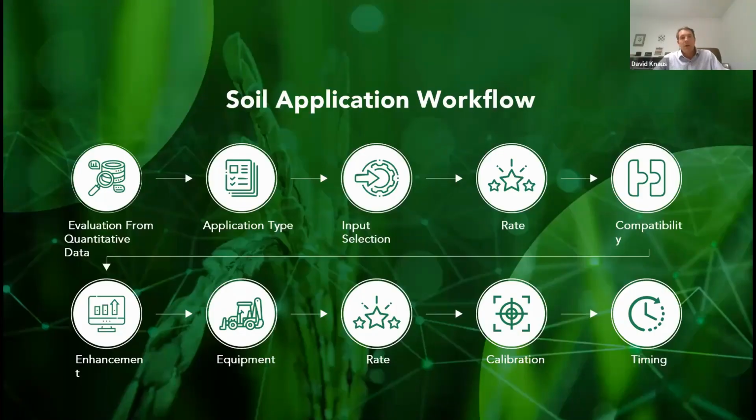Nature does. So when you're looking at soil applications, you always want to start with your quantitative data. Then you want to look at what type of application we are doing. Are we doing a drip application? A pivot application? A foliar spray? A bulk dry granular? That's going to drive your input selection, your rate, compatibility.